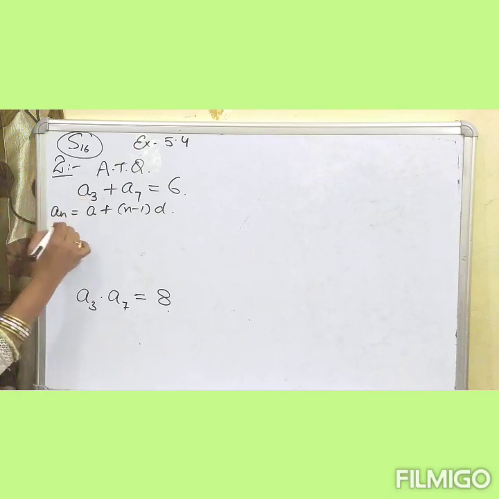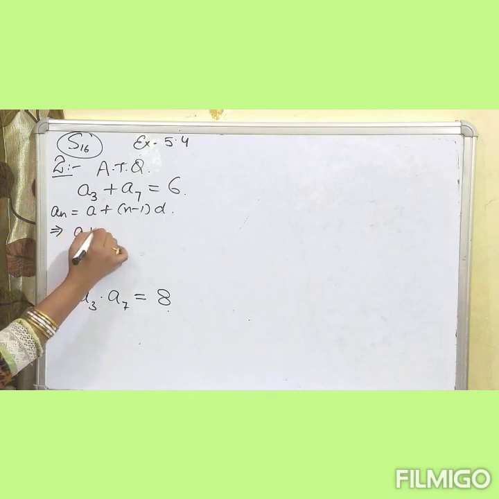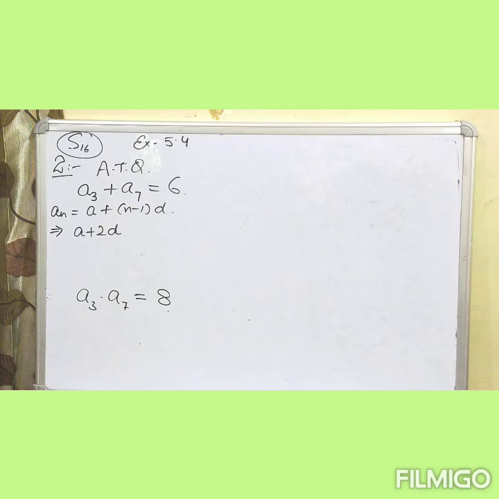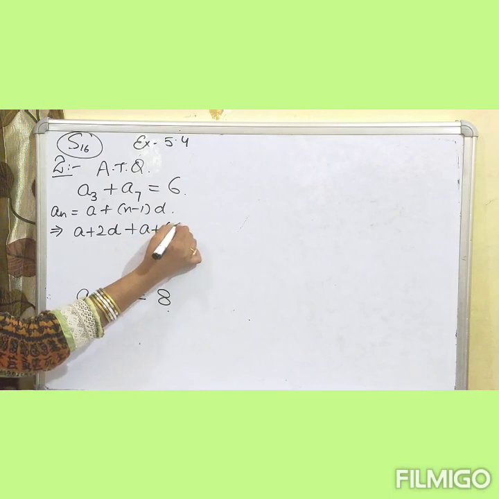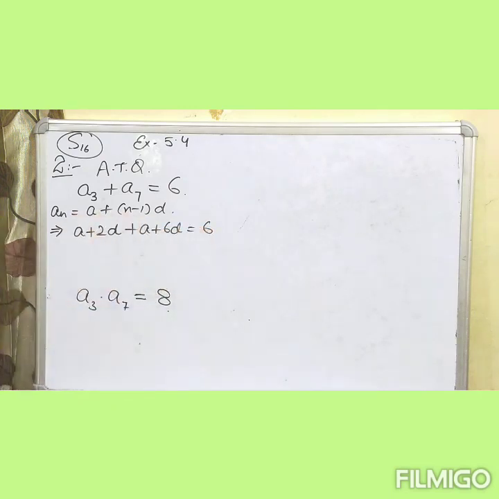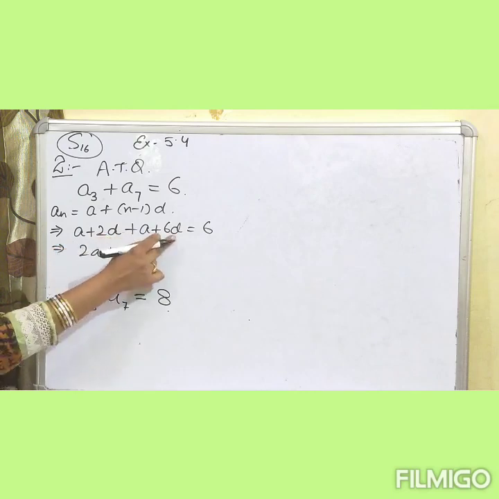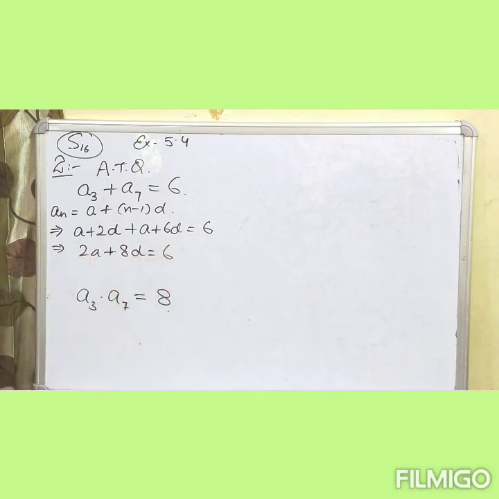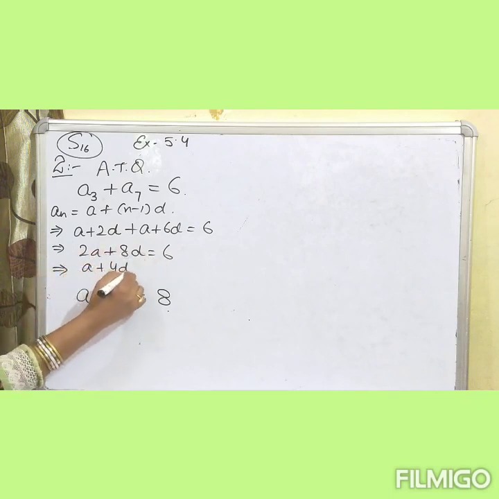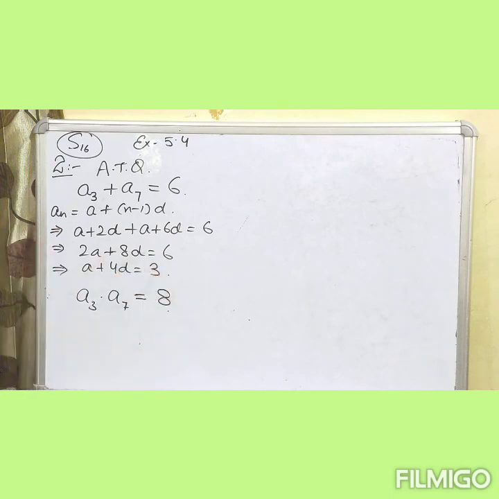So according to this formula, what will be the value of A3? The value of A3 will be A plus 2D. And what will be the value of A7? Tell me. It must be A plus 6D, and the sum is equal to 6. Now A plus A is 2A, 2D plus 6D is 8D, equal to 6. So you can take 2 common here, and what I get is A plus 4D equals 3.